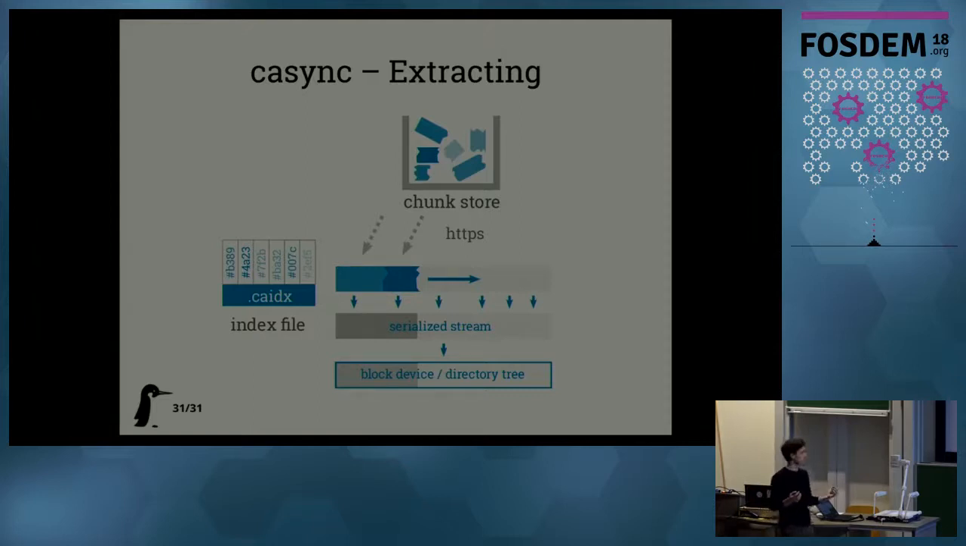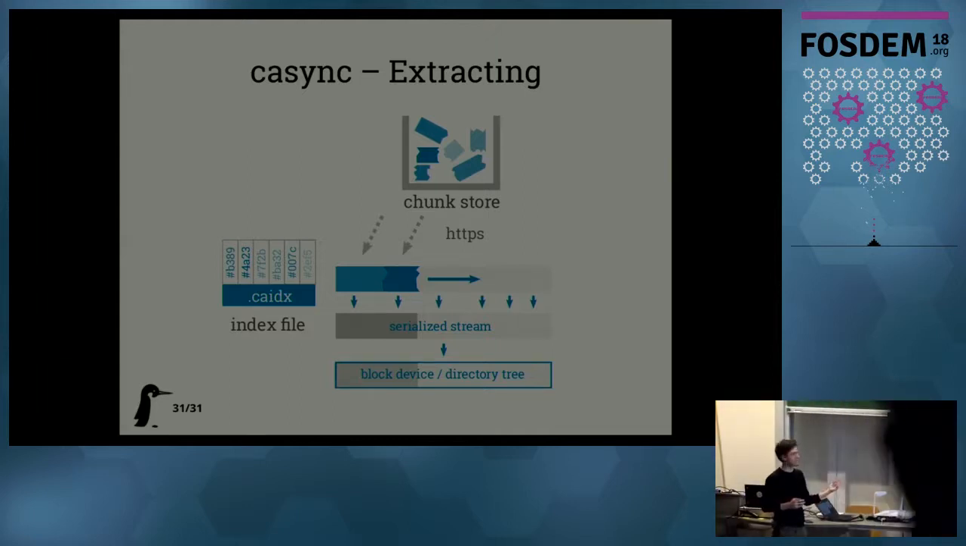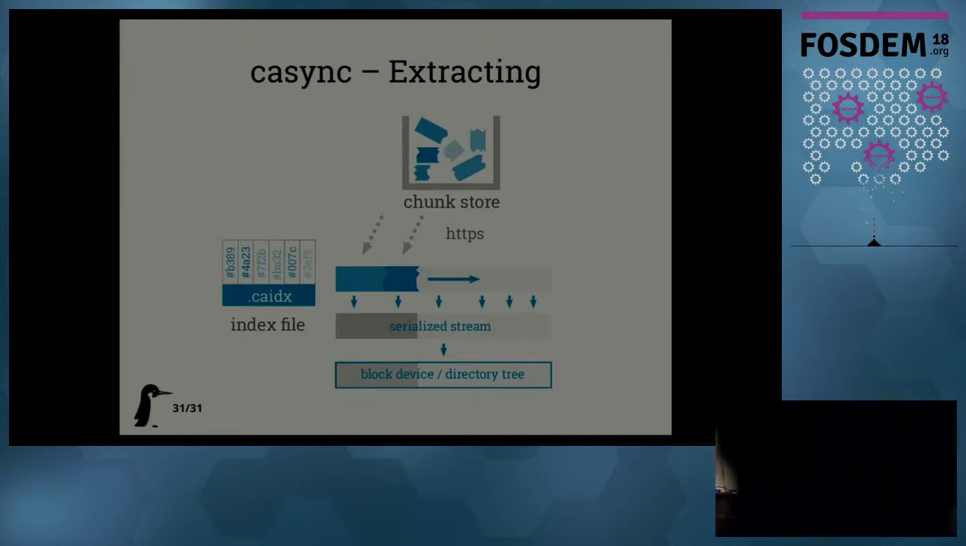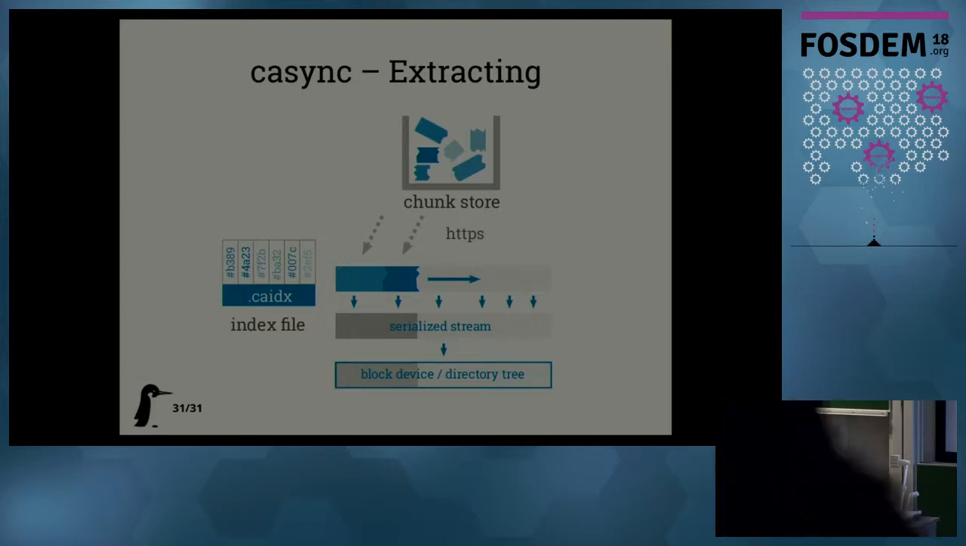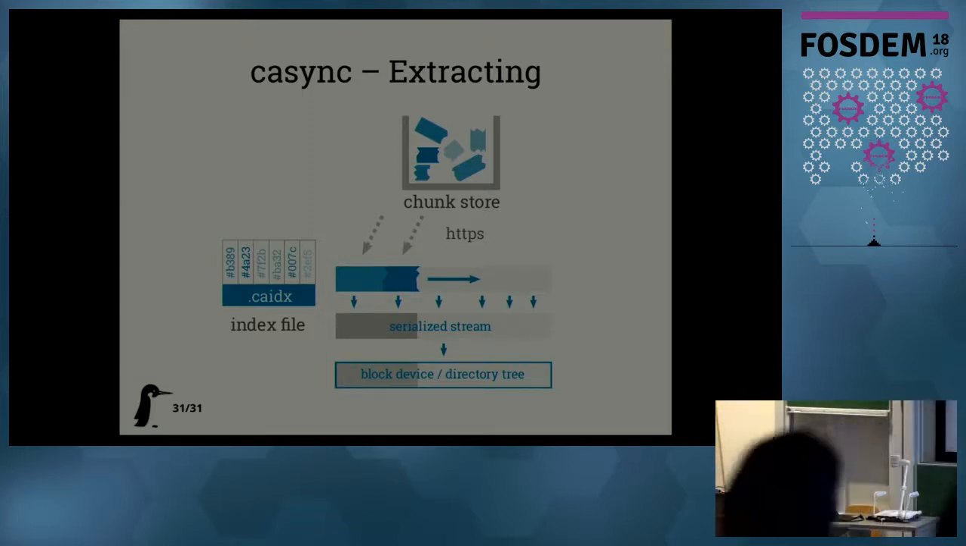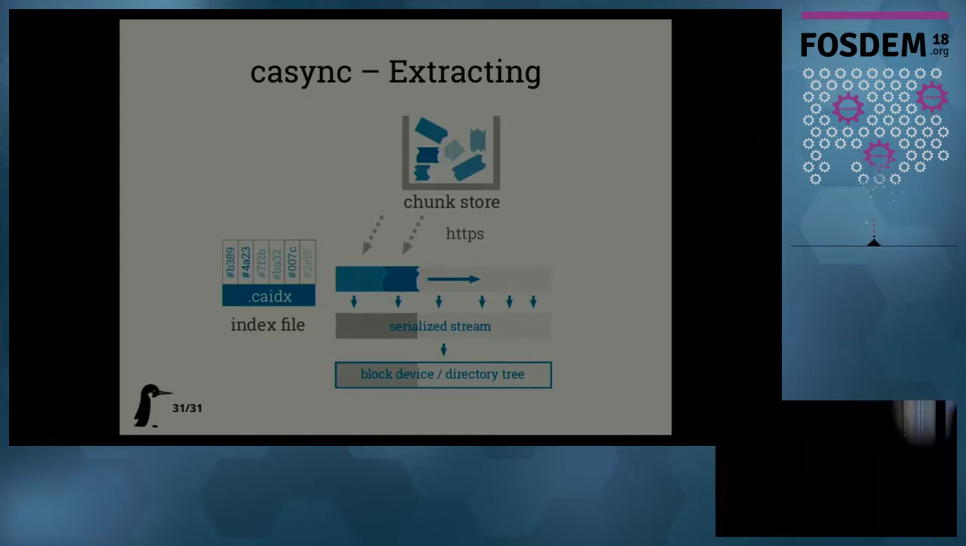Then if we extract a casync index file to either a block device or a directory tree, casync scans through the index file and looks in the chunk store for each of the chunks, fetches it over the network and directly deserializes it and writes it to the device. So there's no temporary storage required. We have remote access because casync brings all the remote functionality required to work over HTTP, HTTPS, FTP, and so on. And we can write it sequentially to the device.